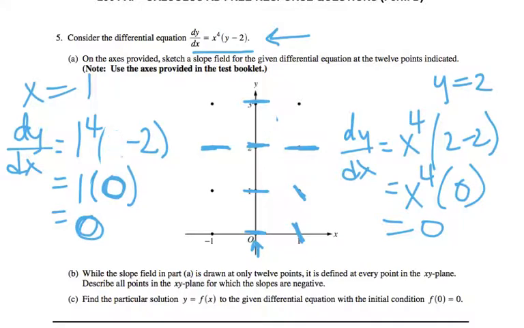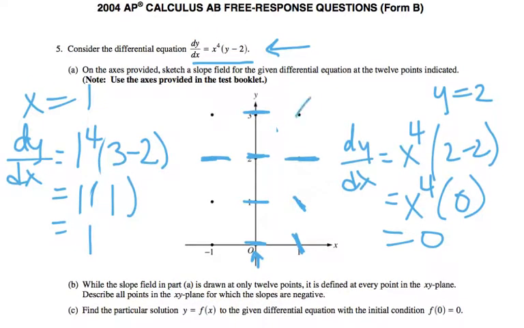Okay, so let's finish off these points where x equals 1. Looking here, we know our y value is 3. So 3 minus 2 is 1, so this is a slope of 1. So this is our first positive slope. We want it to be at about the same type of steepness as this point down here, because this is positive 1 and this is negative 1.